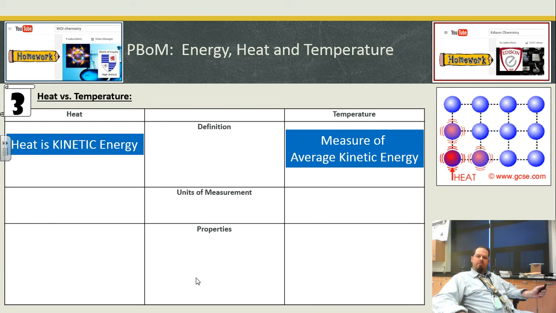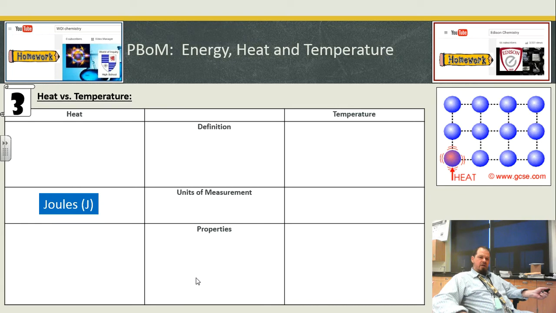Temperature is simply the measure of average kinetic energy. So temperature is the measure of heat. Okay? Units. So this is big. Joules, J. You'll see that that's the unit, J, but the variable is Q. Okay, but we measure it in units of measure. We measure Q in joules.